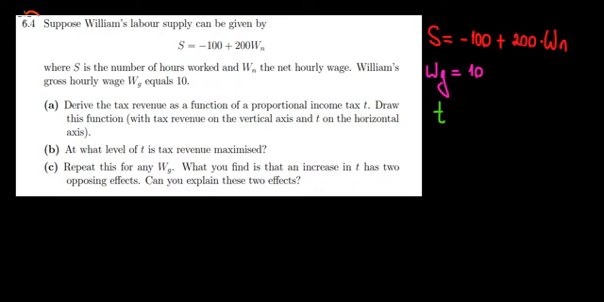Let's have a look at question 4 in this video. So we have the labor supply given by this function, where S is the number of hours worked and Wn is the net wage, so the wage after tax. The gross wage, the wage before tax, is 10 euros per hour.